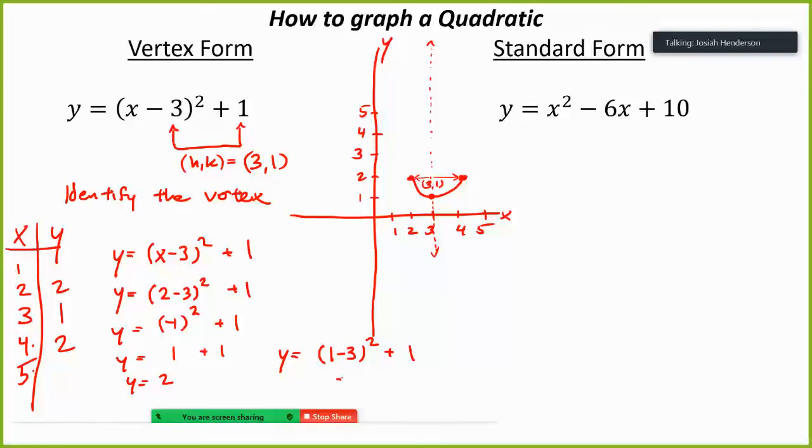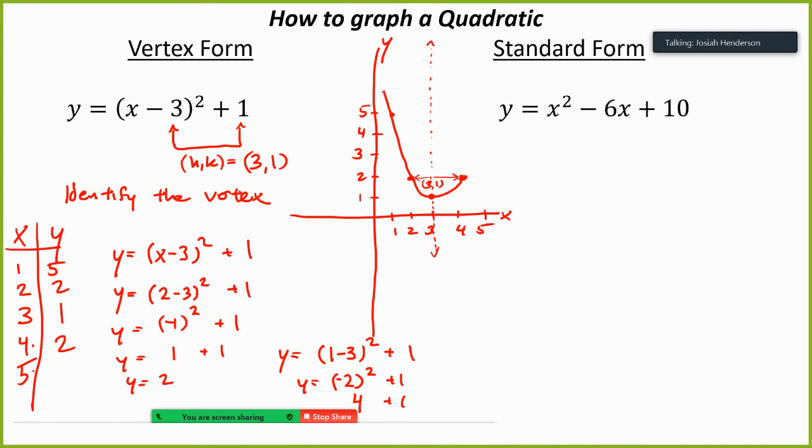1 minus 3 is negative 2. Negative 2 squared will give us a 4. Negative times negative makes it positive. 4 plus 1 is 5. So our output is 5, 1 comma 5. So back on the graph now, 1 and all the way up to 5. So that's where that should connect to.